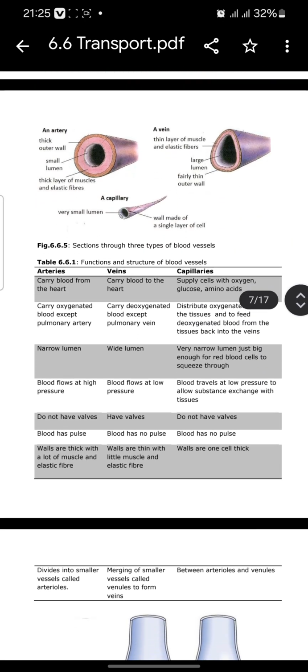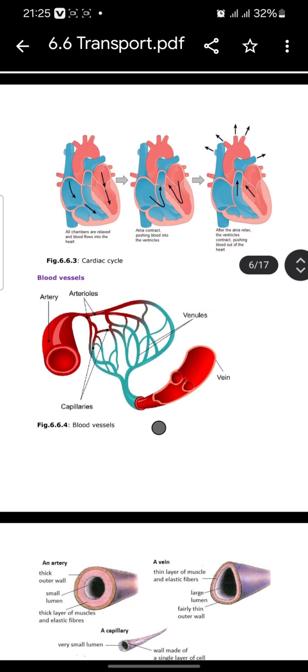So now we need to move on to the blood vessels.